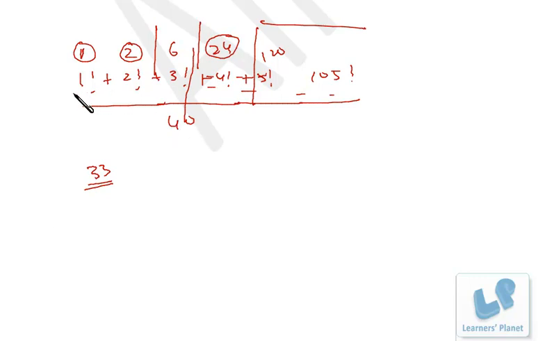It looks difficult because the series looks very big and factorials are also there. So sometimes students find it very difficult to crack. But once you have done this sort of problems, it's very easy to do. Okay.